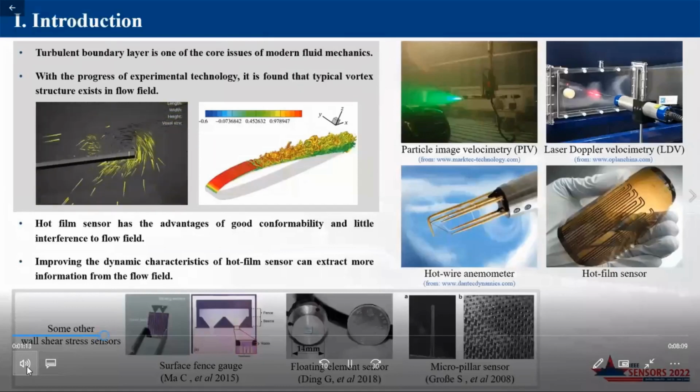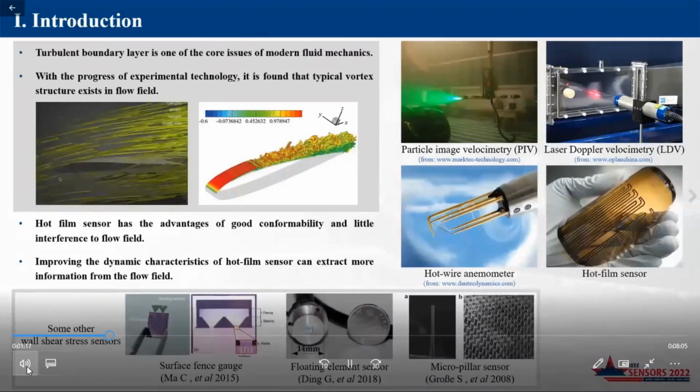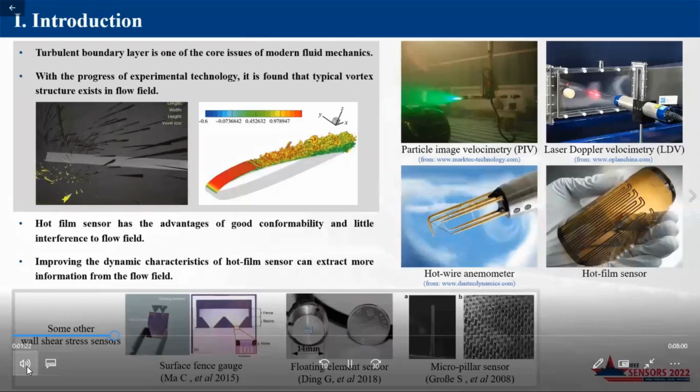As we all know, the turbulent boundary layer is one of the core issues of modern fluid mechanics. With the progress of experimental technology, it is found that typical vortex structures exist in the flow field, which plays an important role in the generation, maintenance, and evolution of turbulence. Shear stress is an important basis for judging the state of the boundary layer and studying the evolution of vortex structure.